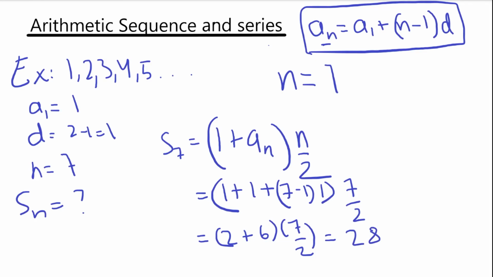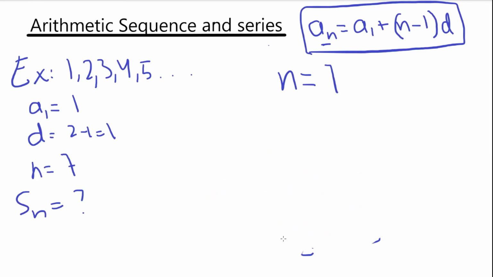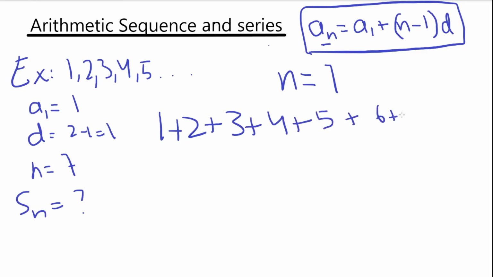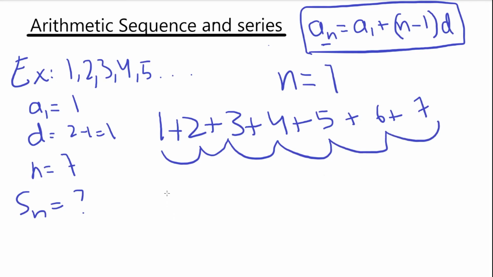Now, to prove this, let us do a literal sum directly. So we will calculate 1 plus 2 plus 3 plus 4 plus 5 plus 6 plus 7. 1 plus 2 is 3, 3 plus 3 is 6, 6 plus 4 is 10, 10 plus 5 is 15, 15 plus 6 is 21, and 21 plus 7 is 28. 28 is the correct answer, the same as the answer we got with the formula.